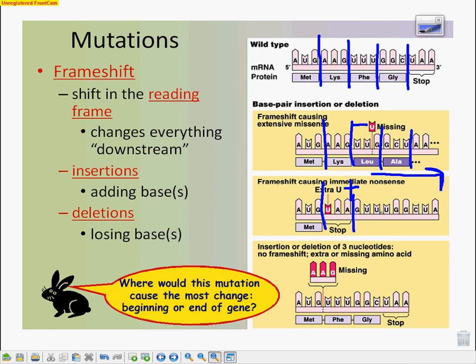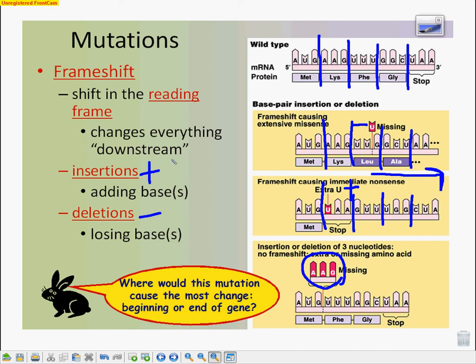Just like we had nonsense before that caused a stop codon to be put in, that same thing can happen. You can actually have an entire triplet inserted or deleted also. It doesn't just have to be 1. You could insert 2. You could insert up to 3. But as long as it's an insertion, that means we're adding bases. And if it's a deletion, that means we're losing bases.